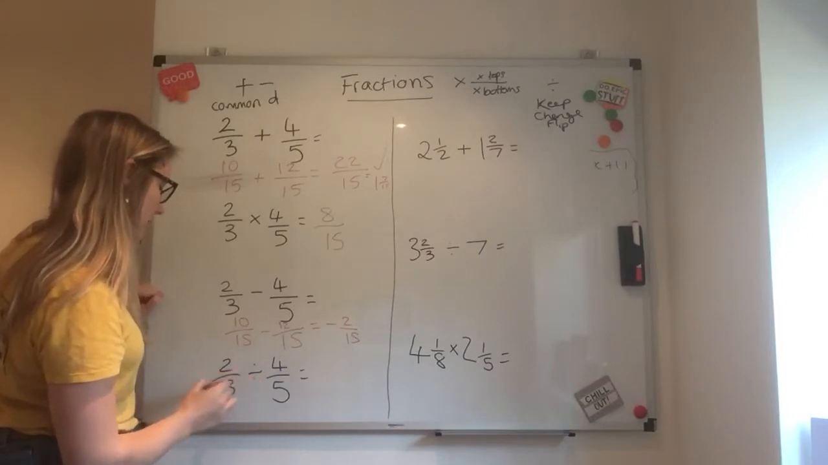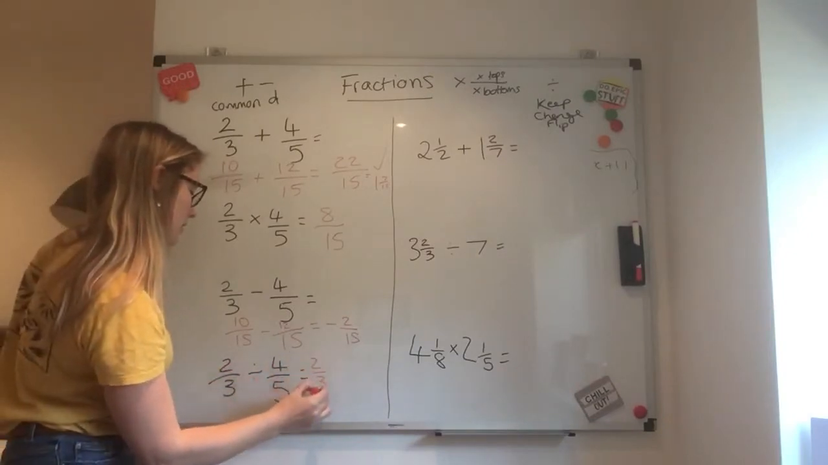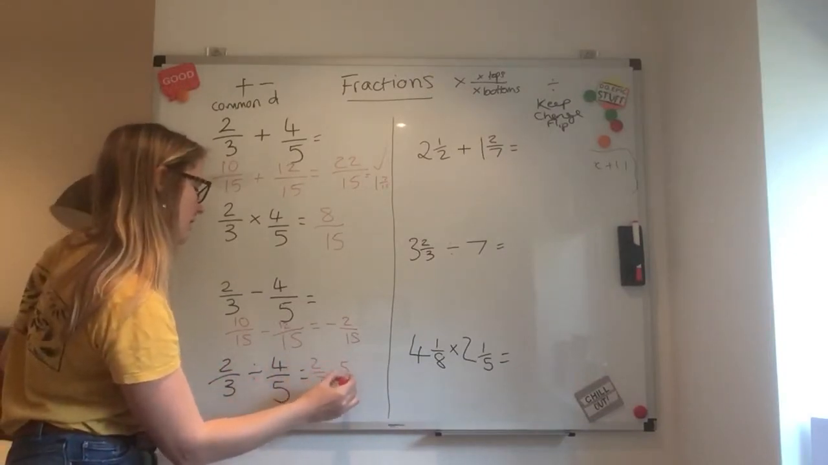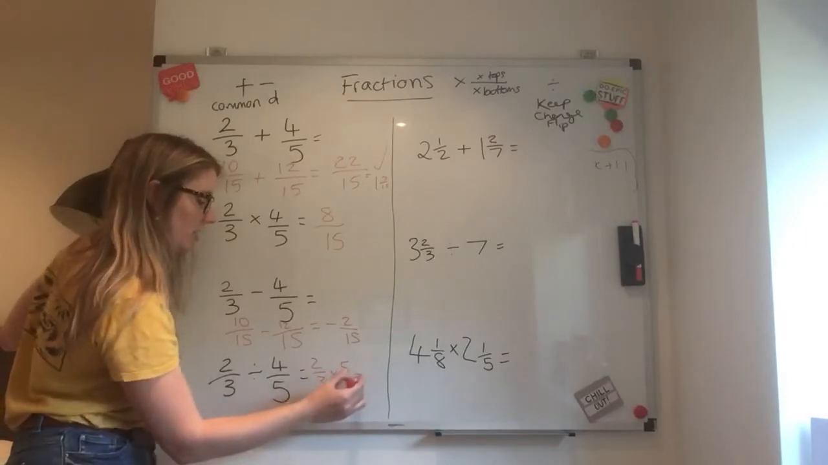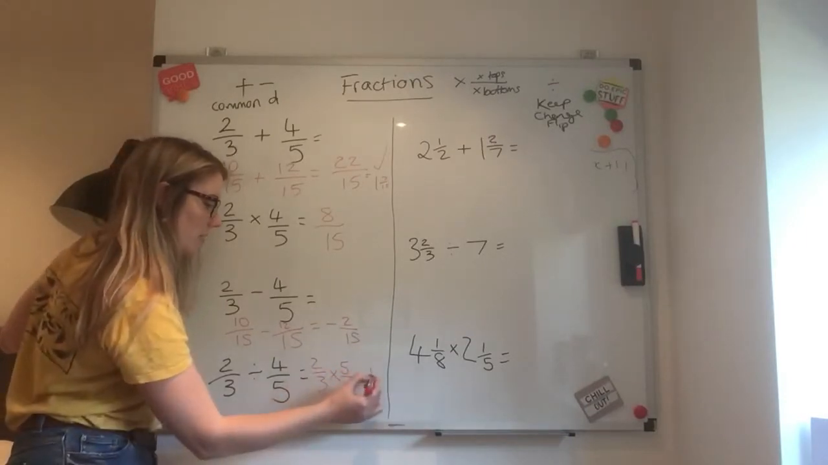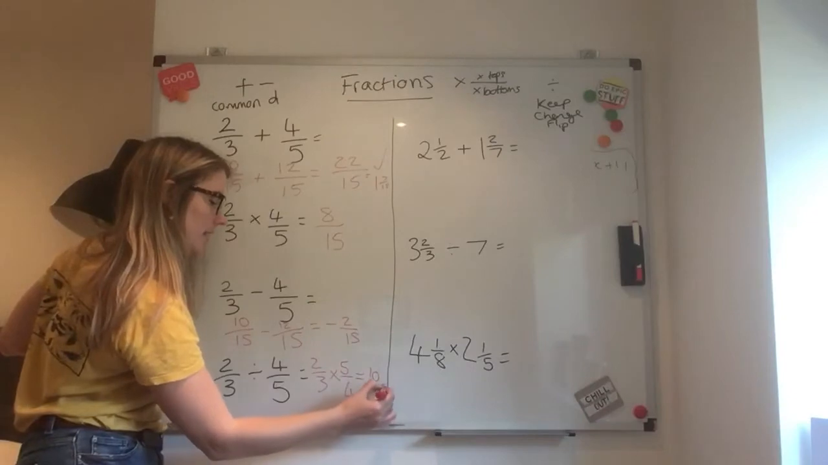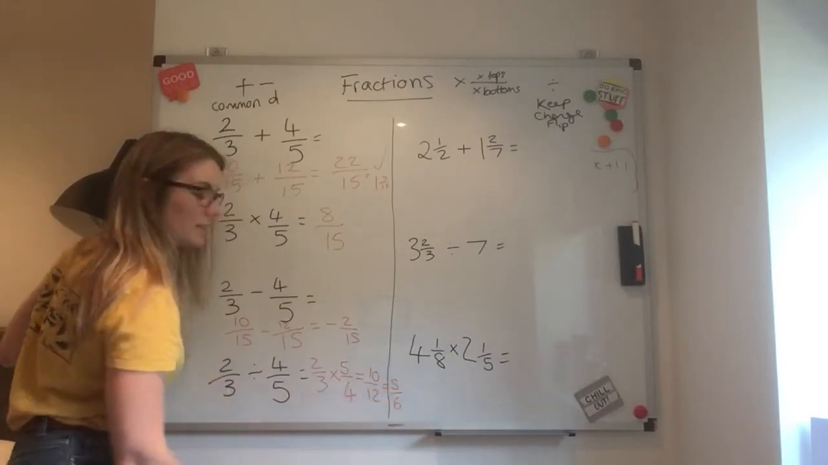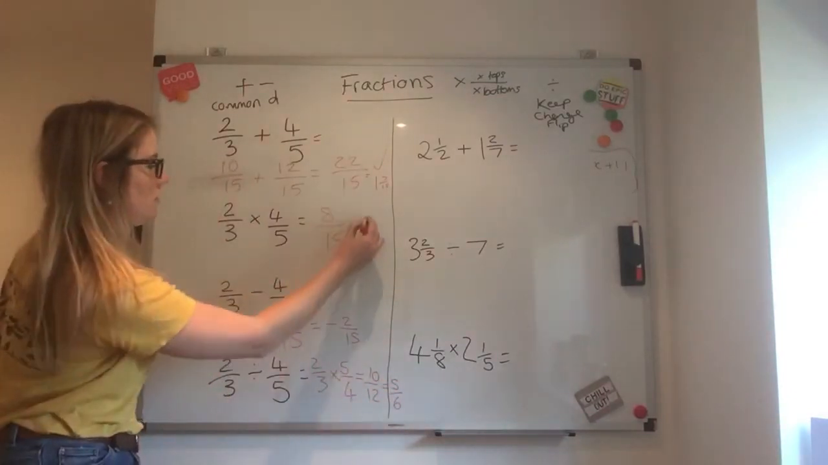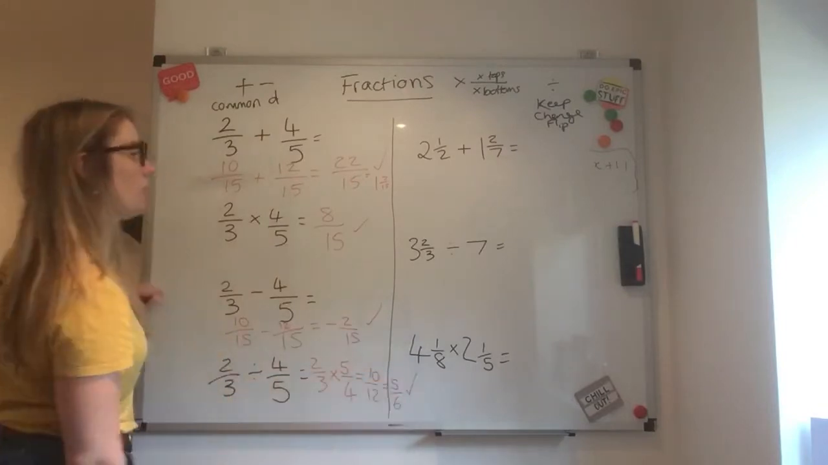Right, keep, change, flip. Yeah, that's the action. And then times the tops, times the bottoms, and you can simplify that one to 5/6.